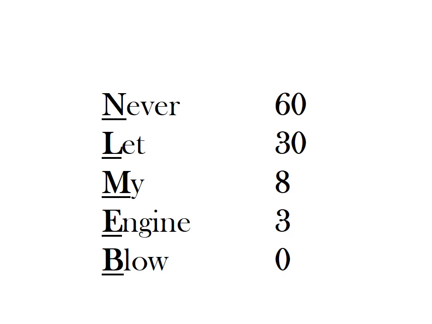And so it is: never let my engine blow, 60, 30, 8, 3, 0. Which, again, stands for neutrophil, lymphocyte, monocyte, eosinophil, basophil. These are rough percentages. 60% are going to be neutrophils, 30% lymphocytes, 8% monocytes, 3% eosinophils, and as it says here, it's basically 0% are the basophils. They are the bottommost.